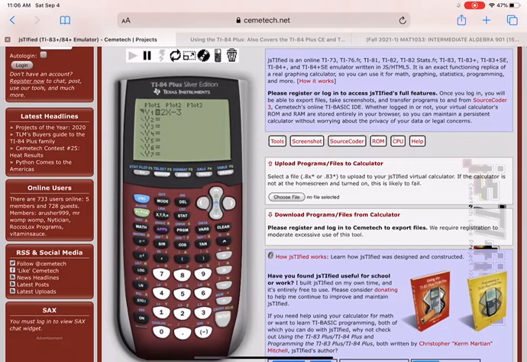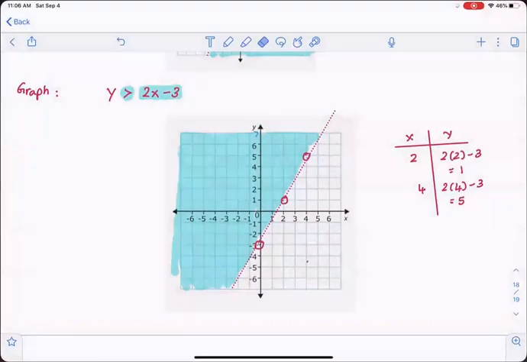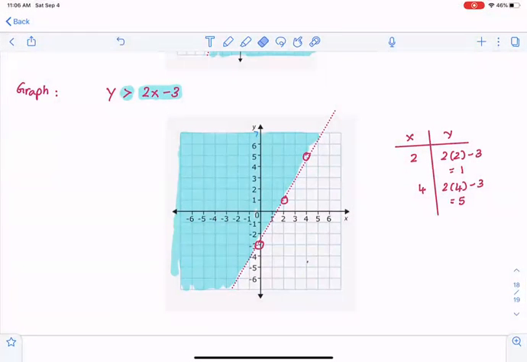Oops. Move to the far right, enter, graph. And you can see, since it is greater than, it shades that region. And that is exactly the region that I had in my graph. So you can verify your answer with the graph at any given time.